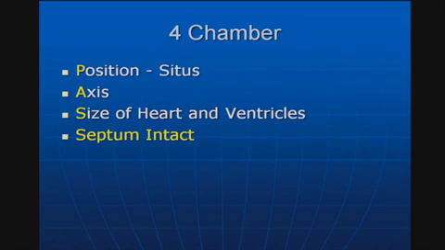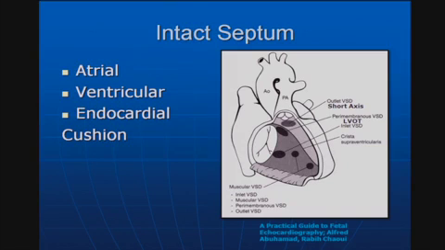Finally, the septum on a four-chamber. It's probably one of the hardest things to do because ASDs, VSDs often occur in a number of different places. We think of these occurring only maybe in the perimembranous portion, but in fact, they can occur in the muscular portion or the outlet portion of the VSD.